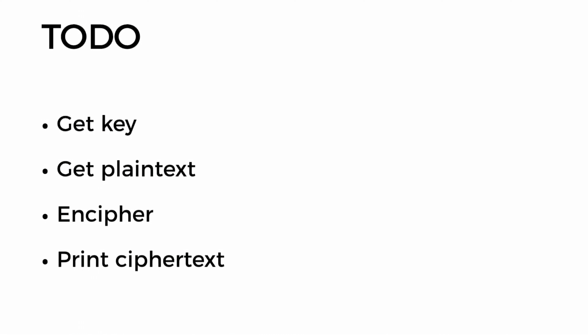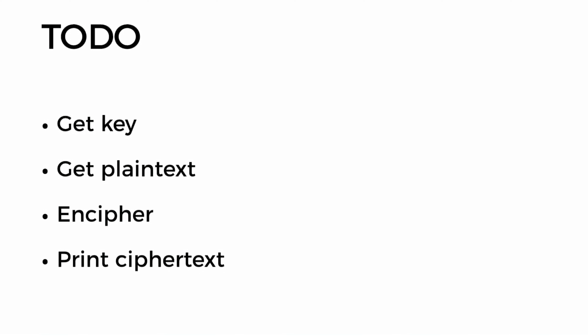In Caesar, your task is going to be to encipher or encrypt some text by shifting all of the letters in that text by a certain amount. What your program is ultimately going to do is first get the key, the amount that we should shift each character by. Then we're going to prompt the user to type in some plain text. Then we're going to encipher that plain text by shifting all of the letters by the key. And finally, we're going to print out the resulting ciphertext.